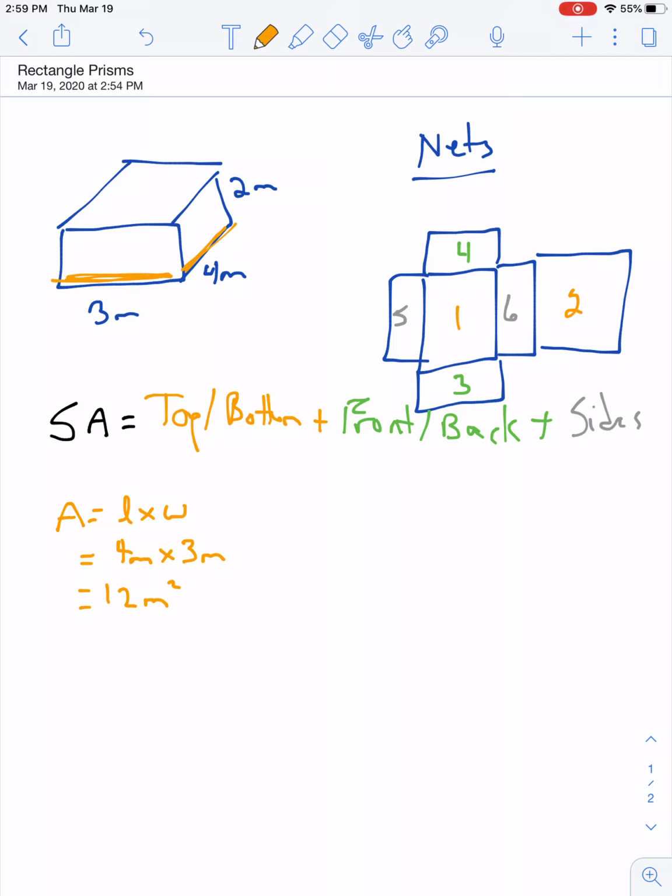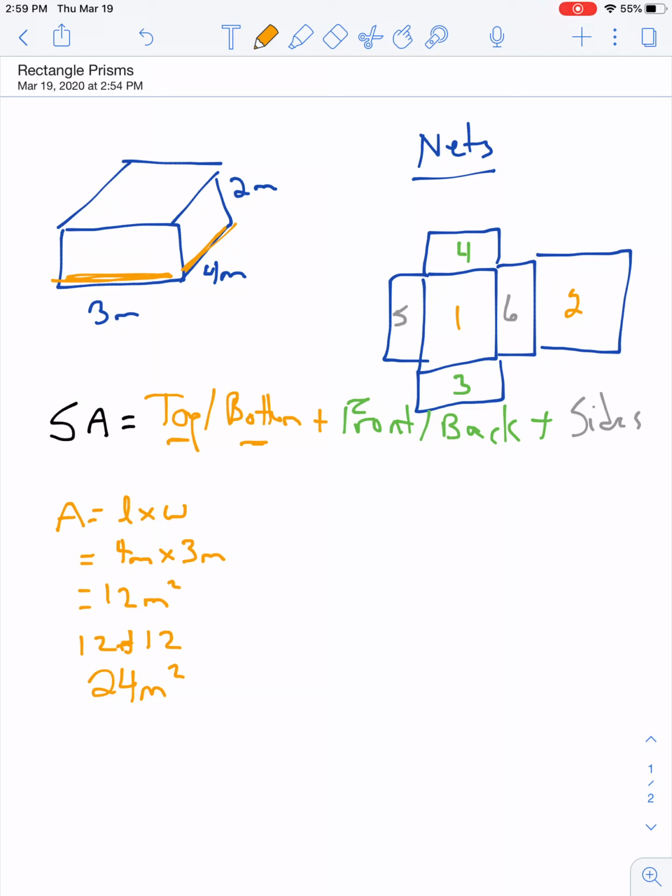Knowing that that's 12, the important thing we have to tie together is that we have 2 of those. We have a top one and a bottom one. So you can multiply by 2, or you can say I have a measure of 12 plus another measure of 12, and that gives me a total surface area for both of those of 24 meters squared. So top and bottom are looked after.